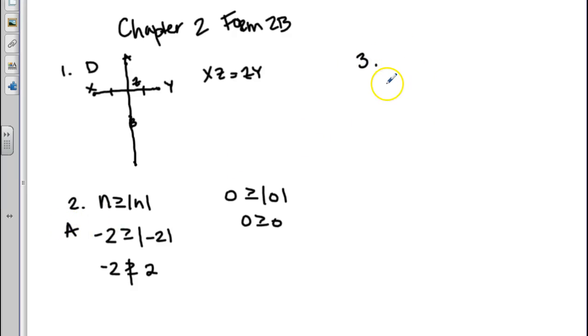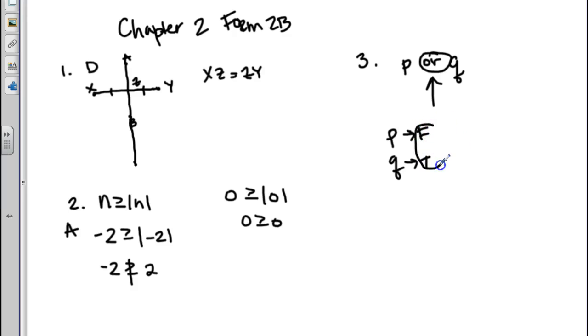Number 3. If P is false and Q is true, what's the truth value of P or Q? Key word here is the connector, which is or, and so P is false and Q is true. When it's an or, only one of these two has to be true for the answer to be true. So P or Q is true. So for number 3, the answer is A.